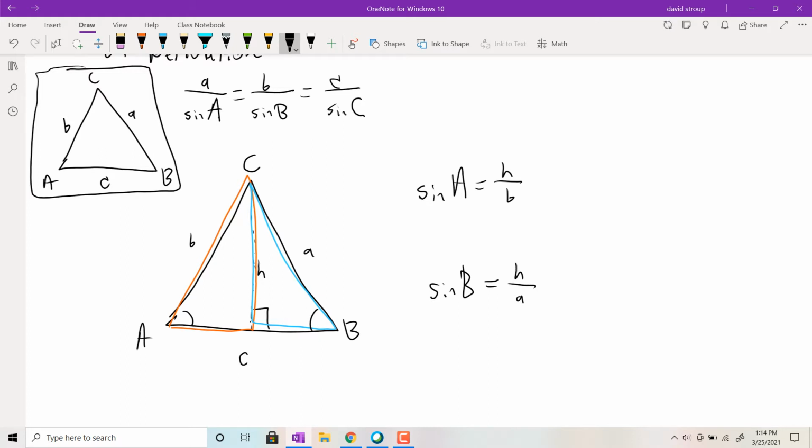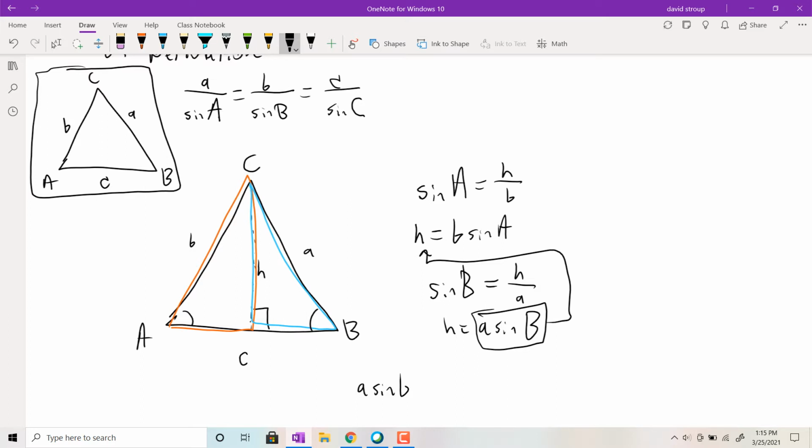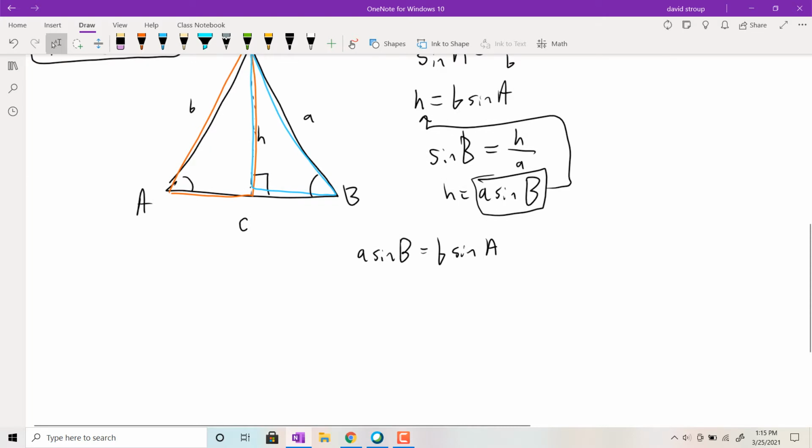And then you could solve both of these equations for H, just multiplying both sides by B. So you get B sine of A, and then here H is A sine of B. You're going to equate those two things, so you could think of it as just substituting. So substituting this in for H, and you get A sine of B equals B sine of A.